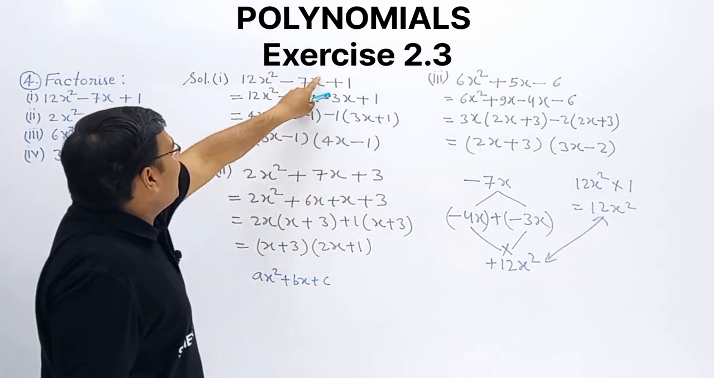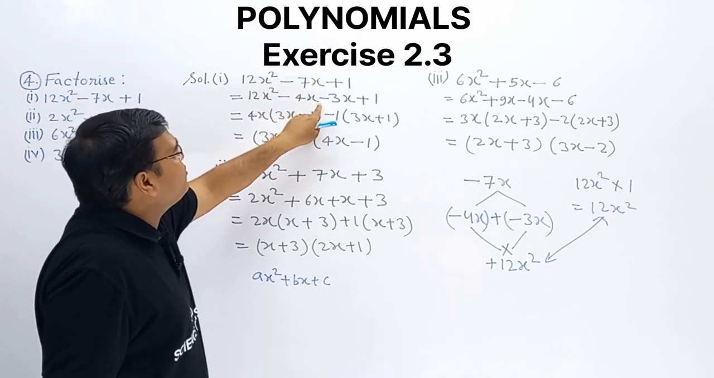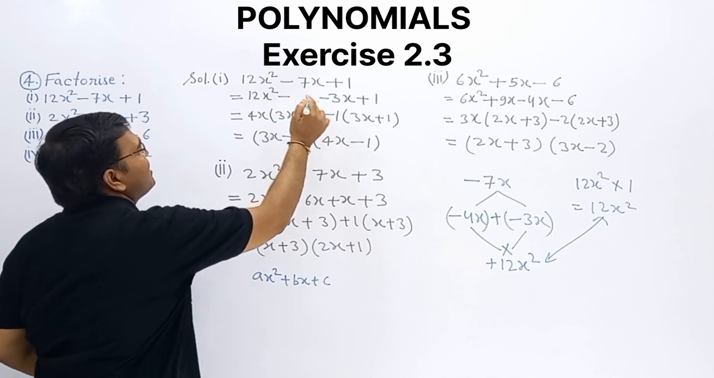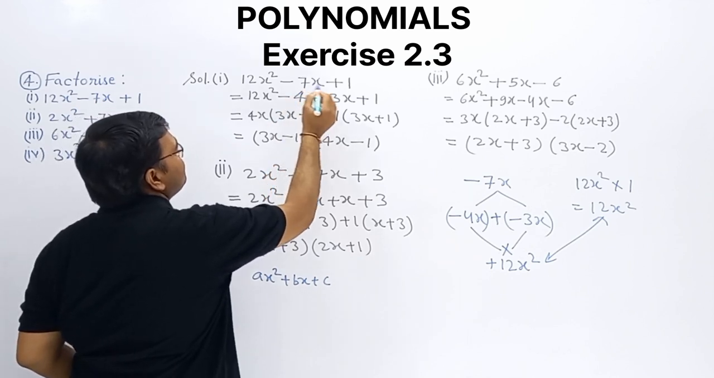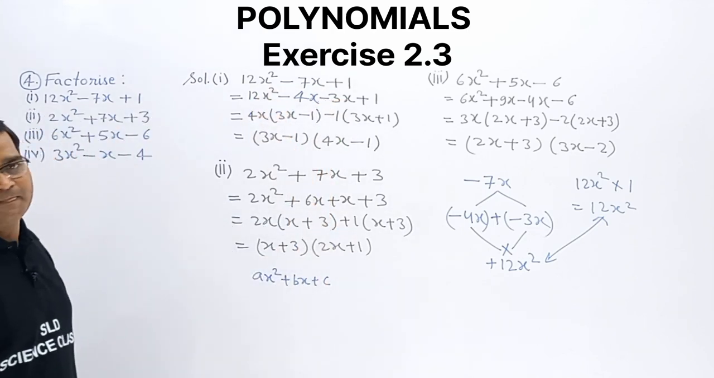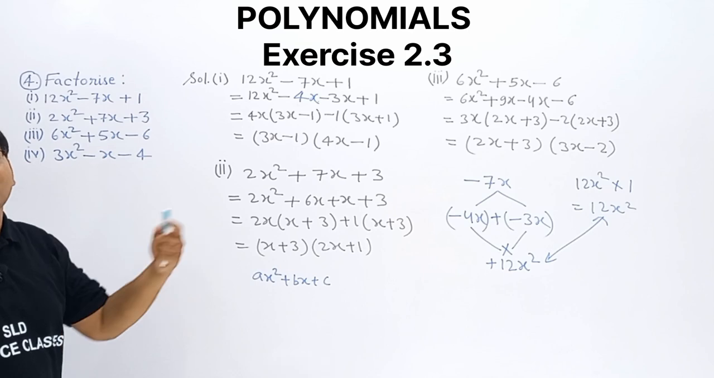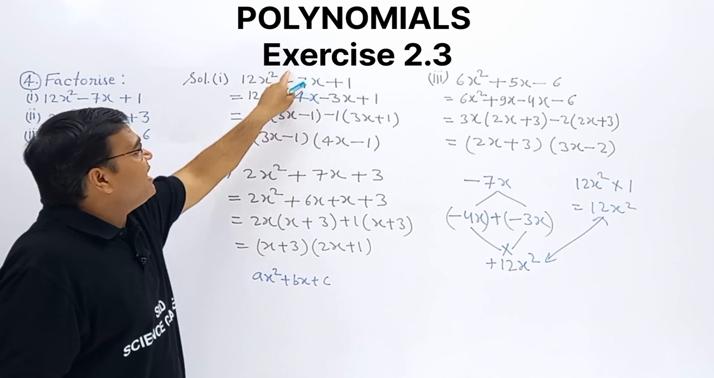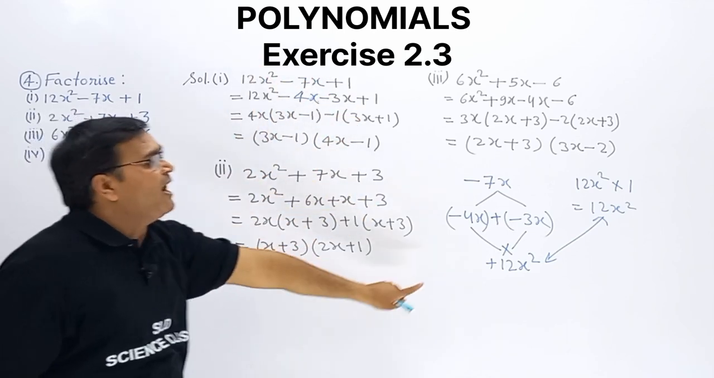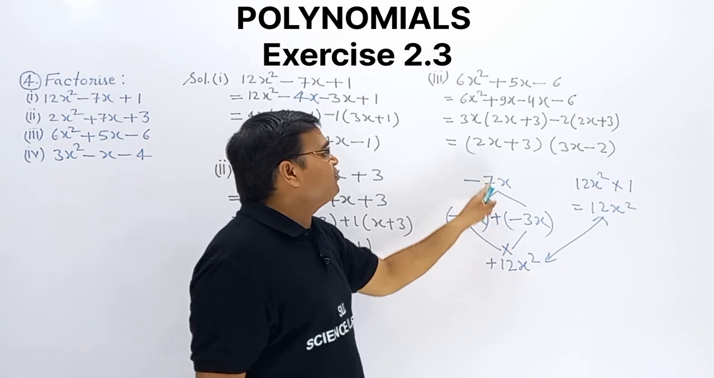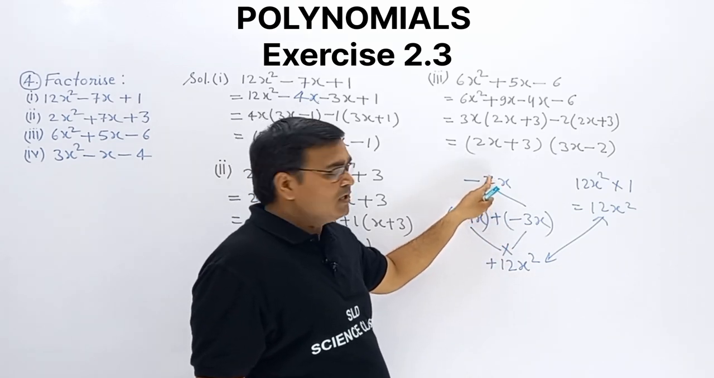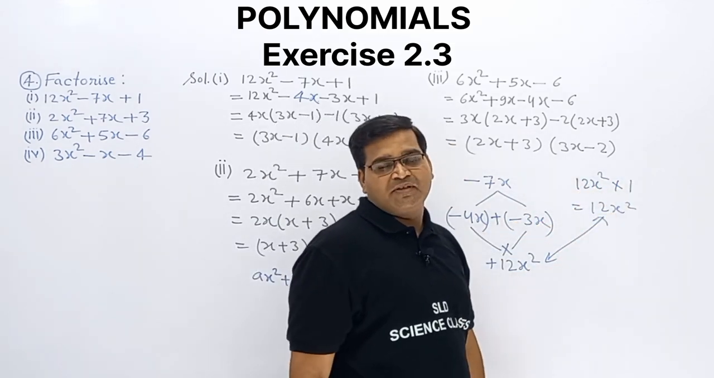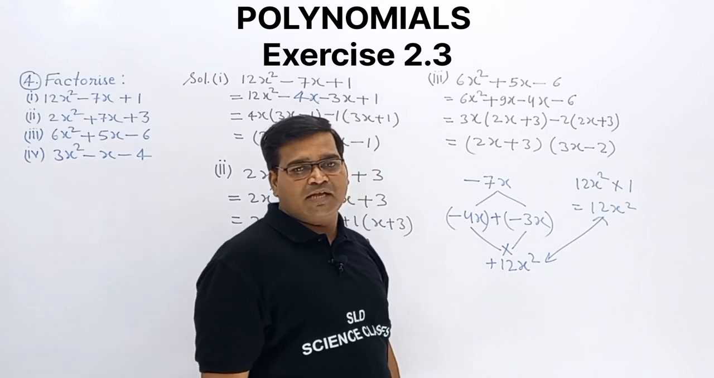It means minus 7x has two parts, minus 4x and minus 3x. Clear? Again I am revising how we are factorizing. For factorizing a quadratic polynomial, we split the x term into two parts, and the sum of both should be equal to the given one, and the product of both should be equal to the product of the first and last terms. Getting it?